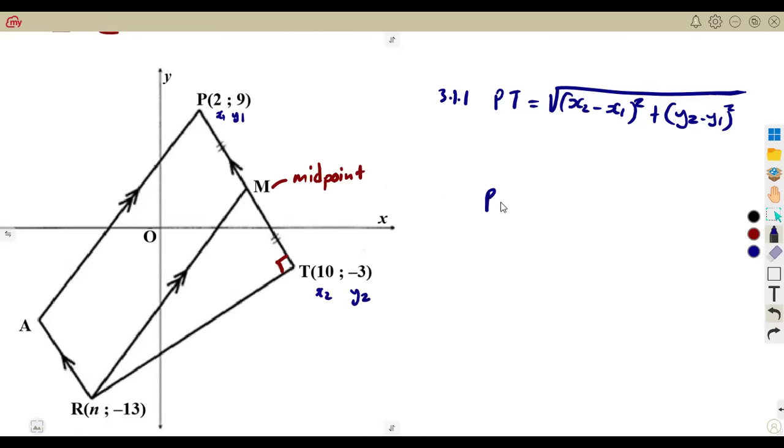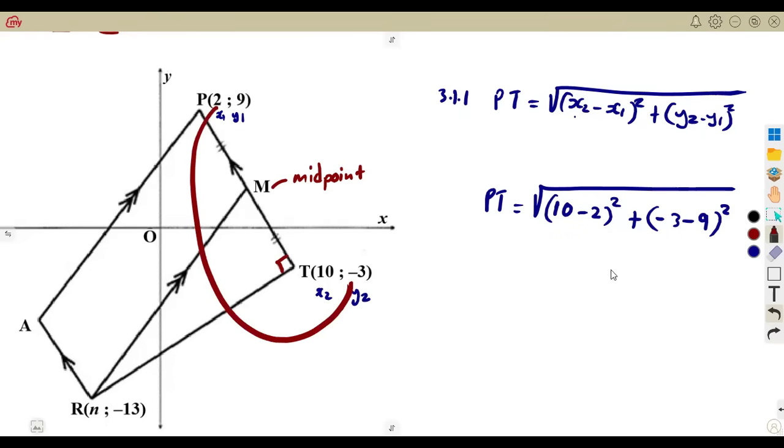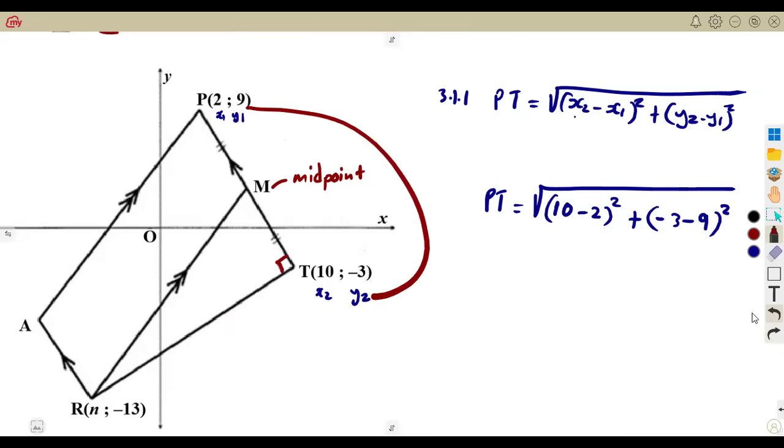So meaning to say the length of PT is going to be the square root of x2, that is 10, minus x1, which is 2. So that's 10 minus 2 squared. You do the same thing on the y values, y2 minus y1. So that's minus 3 minus 9, squared. Or you can even use the other way, x1 minus x2, and y1 minus y2. You can even use it that way. Still, you're going to have the same thing. So this is the length of PT.